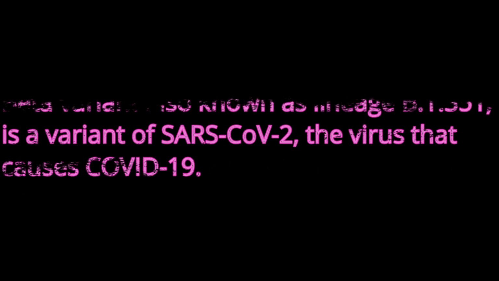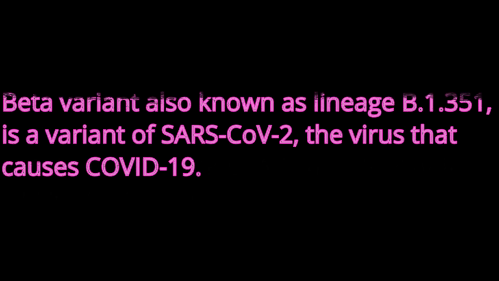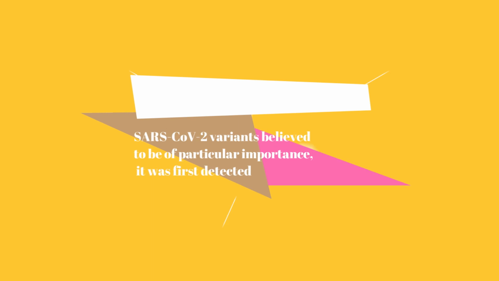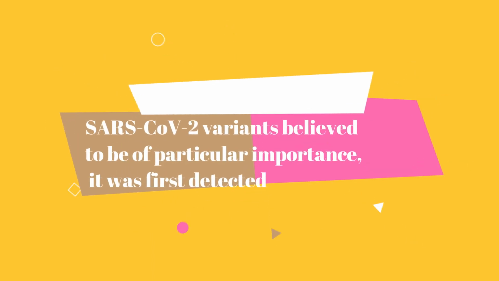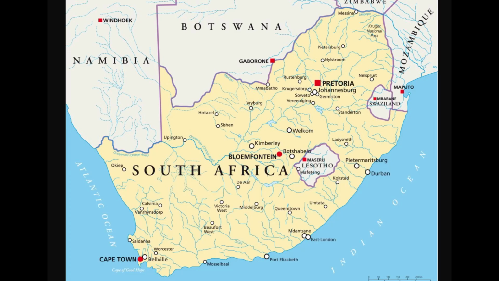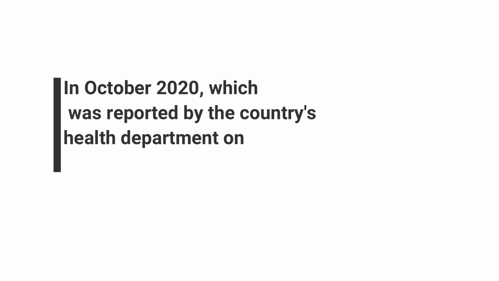Second, the beta variant. Beta variant, also known as lineage B1351, is a variant of SARS-CoV-2, the virus that causes COVID-19. One of several SARS-CoV-2 variants believed to be of particular importance. It was first detected in the Nelson Mandela Bay metropolitan area of the Eastern Cape province of South Africa in October 2020, which was reported by the country's health department on 18th December 2020.